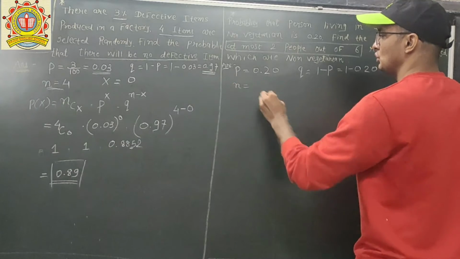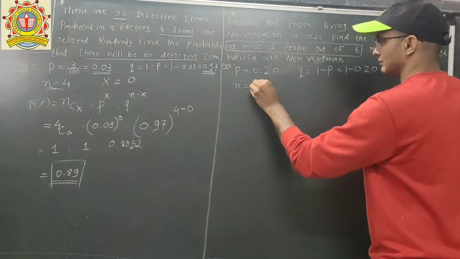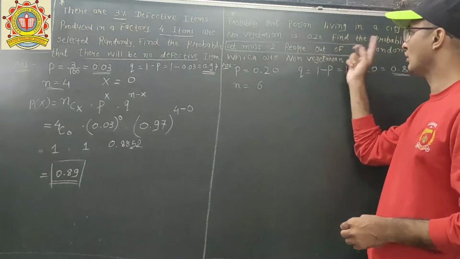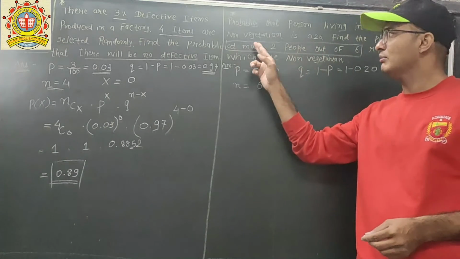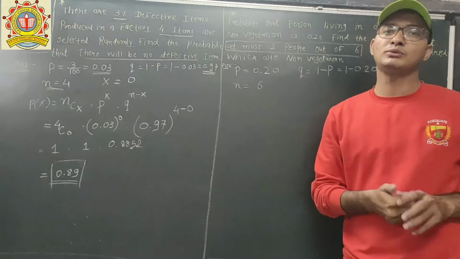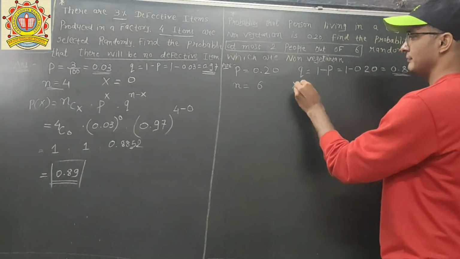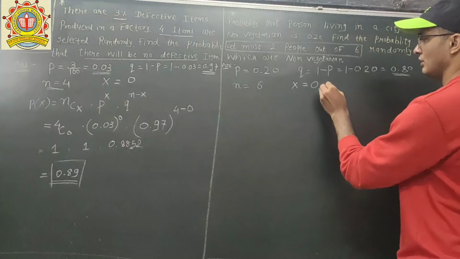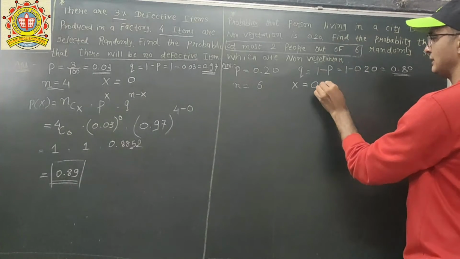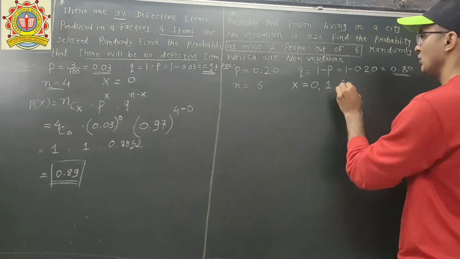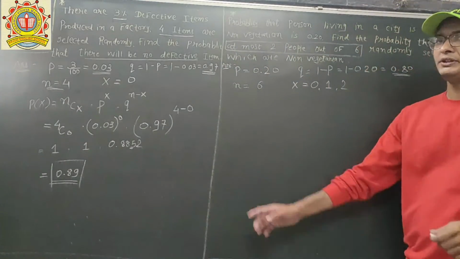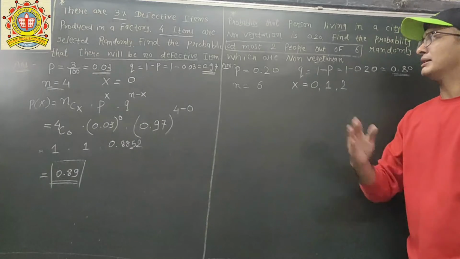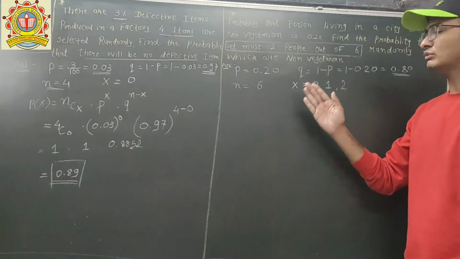Now, n is equal to the total number of selections, 6. Here they have not asked to find only 2 people, but at most 2 people. At most means maximum 2 people, so there may be a possibility that no one has the habit: 0 out of 6, 1 out of 6, 2 out of 6, because the words used are at most. If the word were at least, then it would be more than 2, meaning 2 plus 3 plus 4 plus 5 plus 6. But at most means 0 plus 1 plus 2.